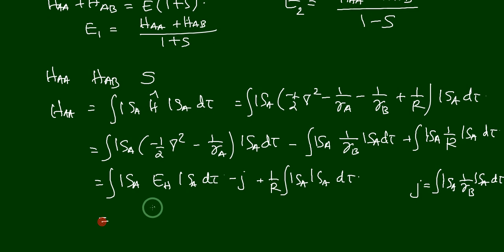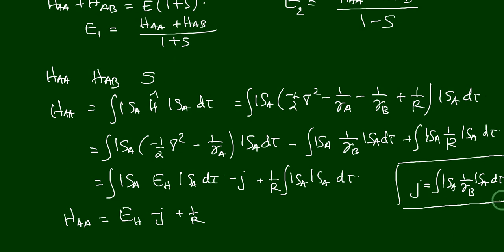So that is EH into integral 1sA 1sA dτ, because EH is an energy value that can be taken outside the integral sign. Actually integral 1sA 1sA dτ is equal to 1, because 1sA is a normalized function. Therefore we can write it like EH minus J plus 1 divided by R into 1, so HAA is equal to EH minus J plus 1 by R. Here you have to remember that we defined one integral here as J, where J is equal to integral 1sA 1 divided by RB 1sA dτ.